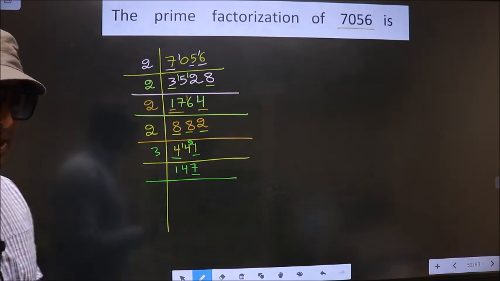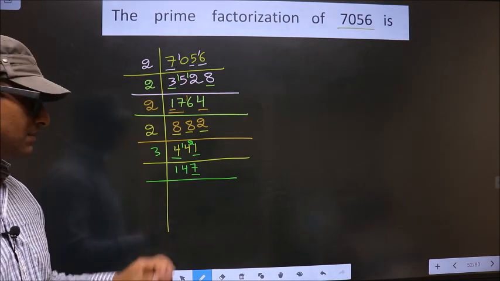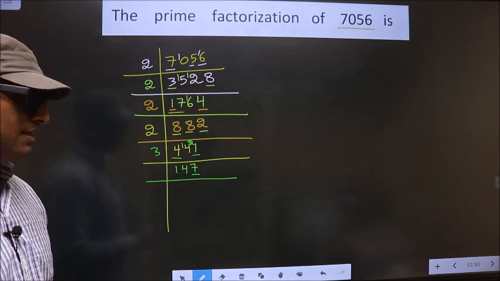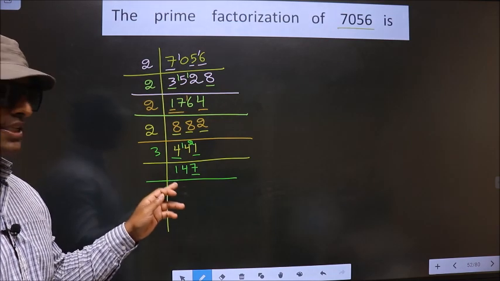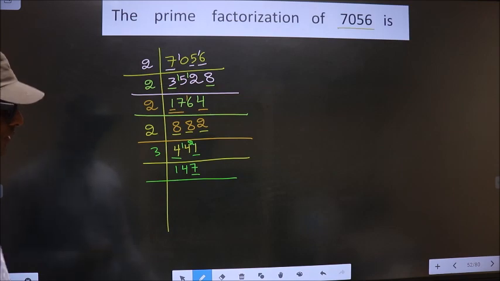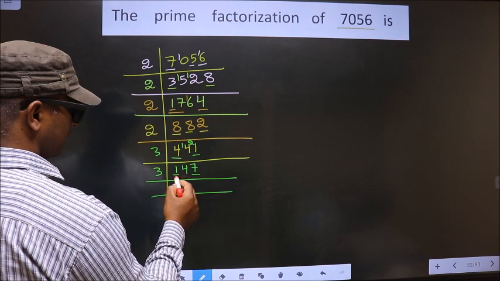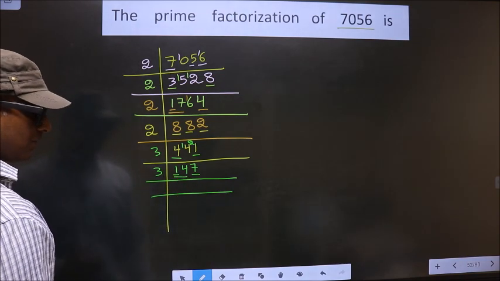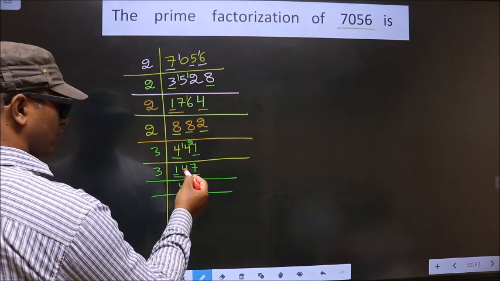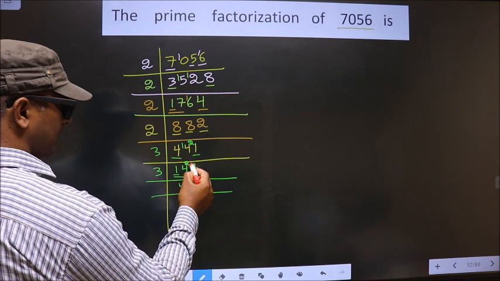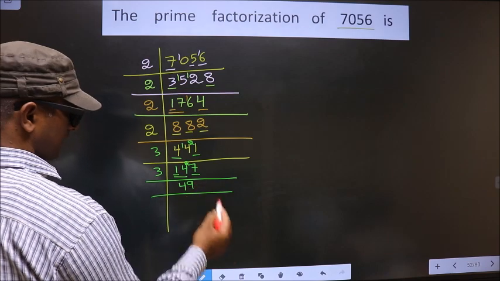by 2. Now to check divisibility by 3, for that we add the digits. That is 1 plus 4 plus 7. We get 12. Is 12 divisible by 3? Yes. So this number also divisible by 3. So we take 3 here. First number is 1. 1 smaller than 3. So we take 2 numbers, that is 14. A number close to 14 in 3 table is 3 4s 12. 14 minus 12 is 2. 2 carried forward, making it 27. When do we get 27 in 3 table? 3 9s 27.